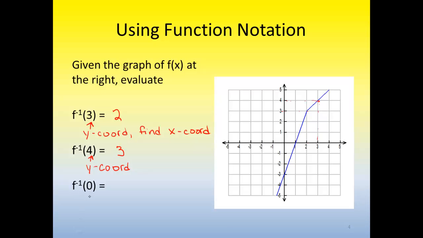F inverse of 0, remember this means that the y-coordinate is 0. A y-coordinate of 0 gives me an x-coordinate of 1. So again, I have a bunch of ordered pairs, but they are reversed. The ordered pairs are (2, 3), (3, 4), and (1, 0). When they give you the inverse notation, they're saying, here's the y-coordinate, find the x-coordinate.